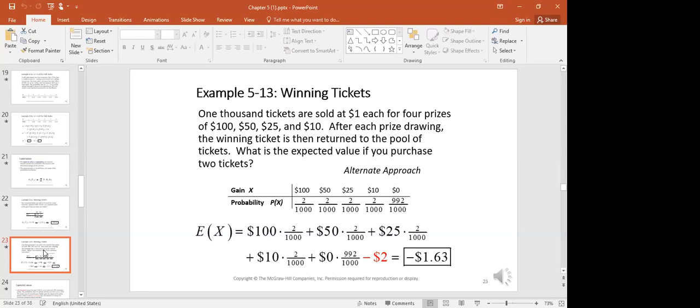So we can find the mean by multiplying each of the values by the probability and adding them up until we get negative 1.63. The value of $2 that we have here represents the cost of the 2 tickets. We could first subtract it from each of the prize values before computing the mean. You can subtract it before or you can subtract it after.